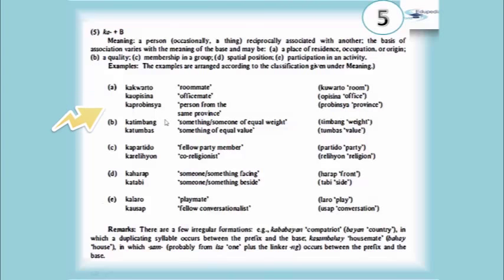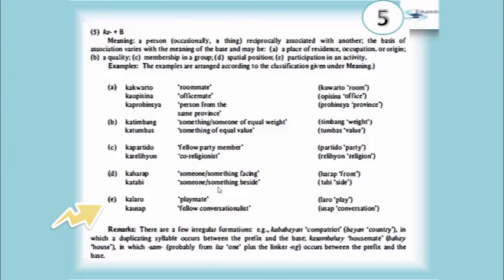probinsya, province, katimbang, which is something of equal weight, and timbang, which is weight, katumbas, something of equal value, tumbas, value, kapartido, fellow party member, partido, party, karelihiyon, co-religious, relihiyon, religion, kaharap, something facing, harap, front, katabi, something up beside, which is tabi, side, kalaro, playmate, laro, play, kausap, fellow conversationalist, usap, conversation.